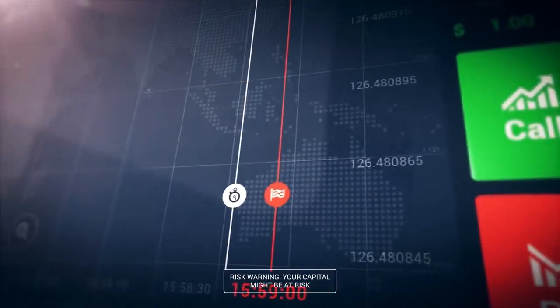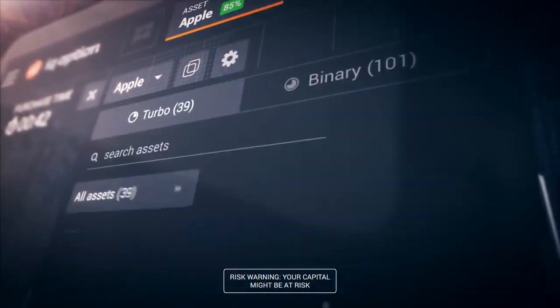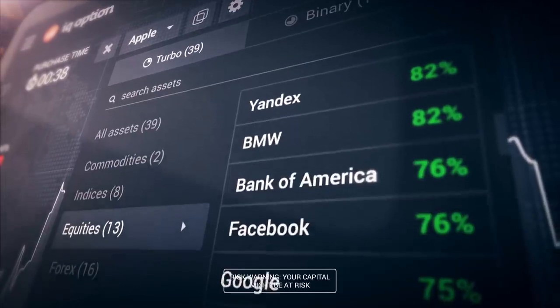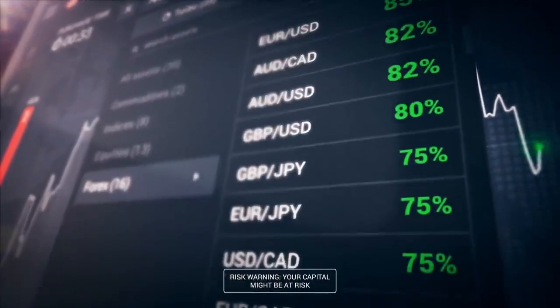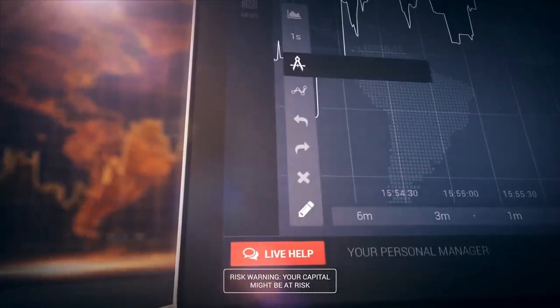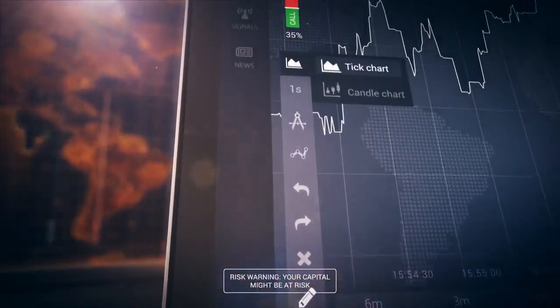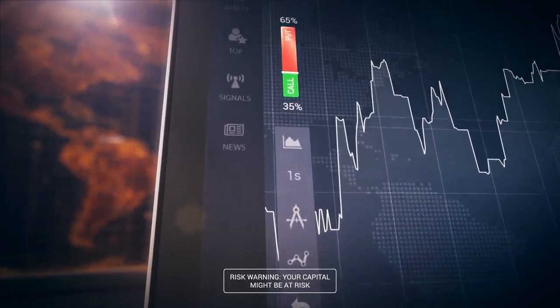Expiration time indicates the moment when the option expires. You will find available trading currency pairs, commodities, indices, and equities in the menu of assets. Your expected profit is indicated as a percentage. On the Technical Analysis panel, you will find various tools of analysis. You will also find an option to choose the type of chart and the indicator called Trader's Choice.